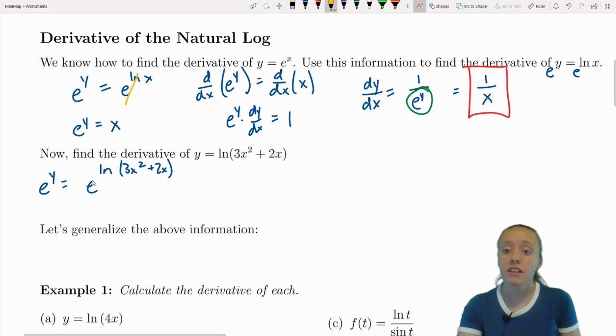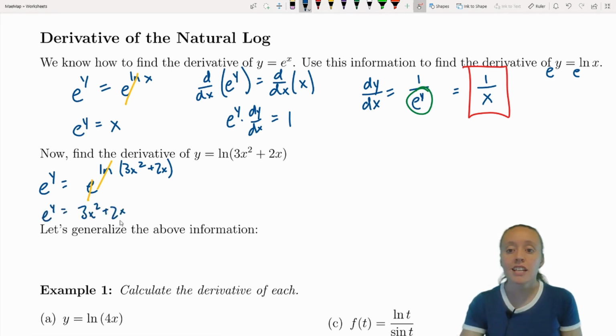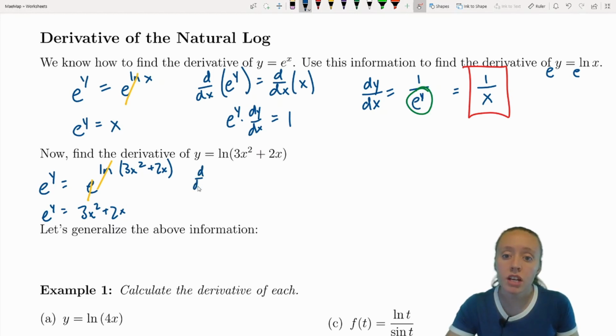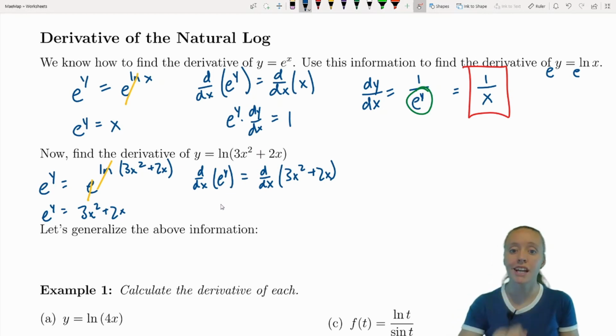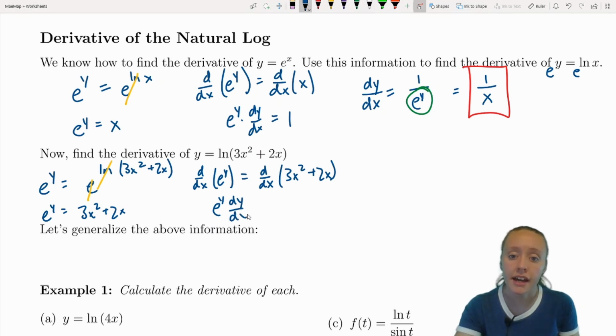Remember, e and the ln function are inverses of each other, so I'm going to get e to the y equals 3x squared plus 2x. Now I can easily take the derivative of each side, remembering that implicit differentiation. So I'm going to take the derivative of e to the y with respect to x, and I'm going to take the derivative of 3x squared plus 2x with respect to x. The derivative of e to the y, remembering that chain rule because y is a function of x, is going to be e to the y times y prime, or e to the y times dy/dx. And that's going to be equivalent to the derivative of 3x squared plus 2x, which is 6x plus 2.